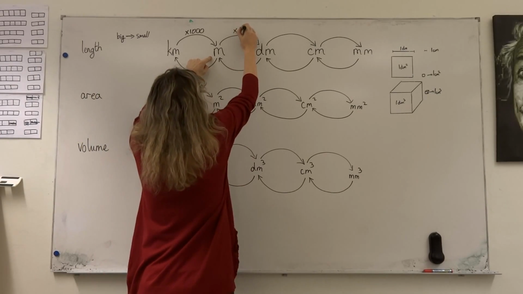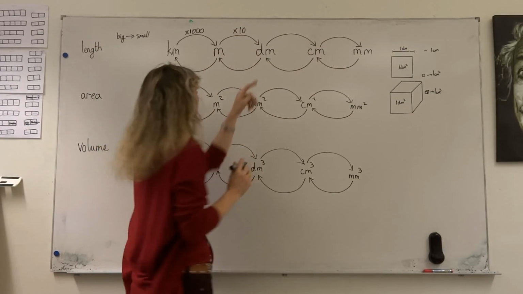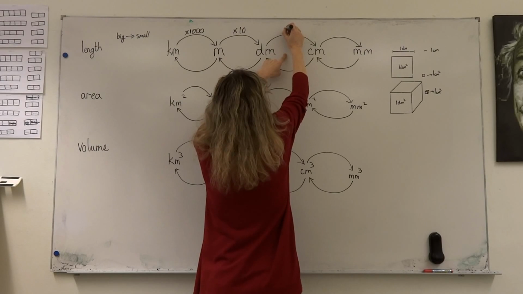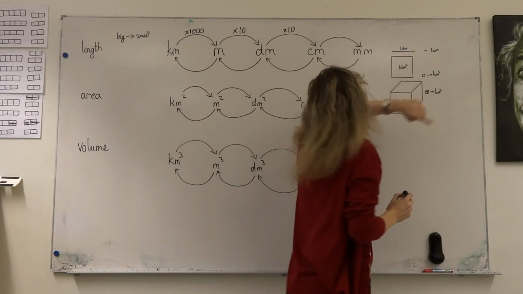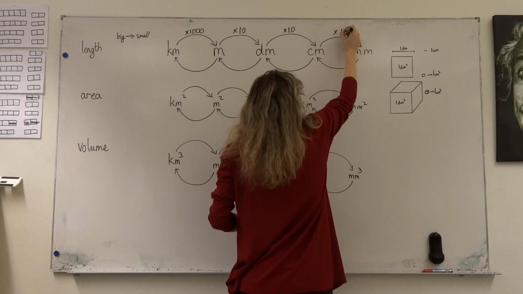1 meter is the same as 10 decimeters. 1 decimeter is the same as 10 centimeters. Here's a decimeter, here's the centimeter. And 1 centimeter is the same as 10 millimeters.